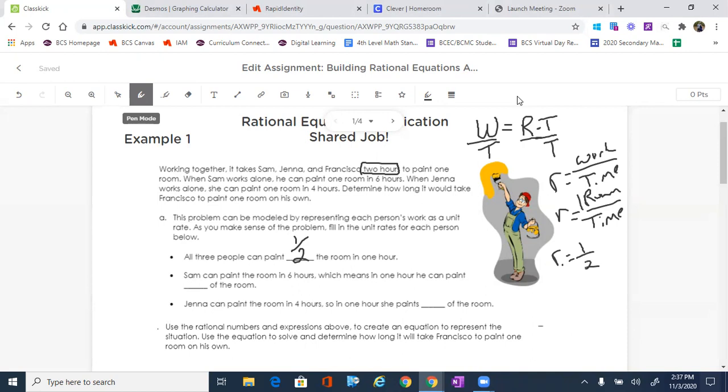Okay. Now we go to Sam, and it says Sam can paint the room in 6 hours, which means in 1 hour, he can paint approximately what fraction of that room? Well, that is 1/6 of that room. And again, that goes back to our work and time. So one room over a total time of 6 hours. And Jenna can paint the room in 4 hours, which tells us she can do 1, which is the amount of work, the room, over the time, which is going to be 4 hours.